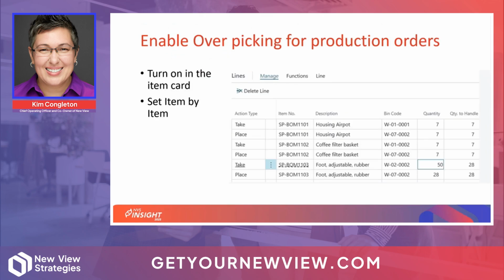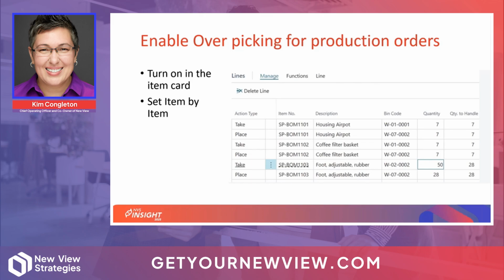Next one, enable overpicking for production orders. I don't know how many people ask me how we do this, where a production order might call for half a pallet of something, and I really just want to bring a full pallet, and I'll put it away when I'm done because I don't want to break the pallet. I'm really excited about this.